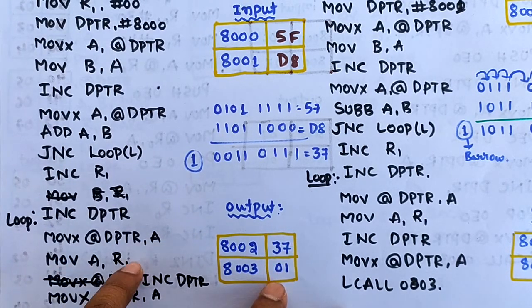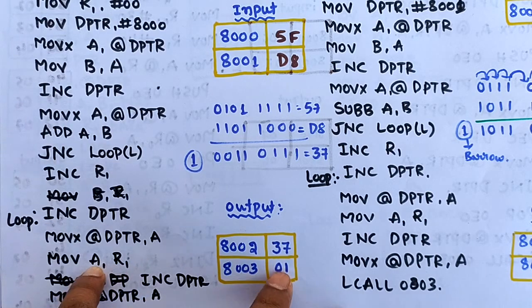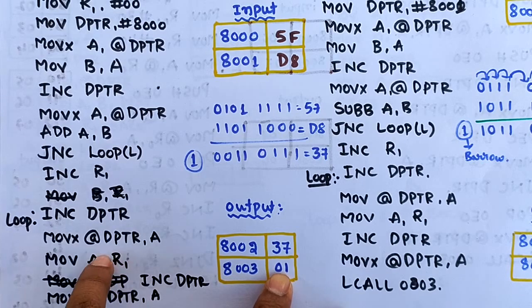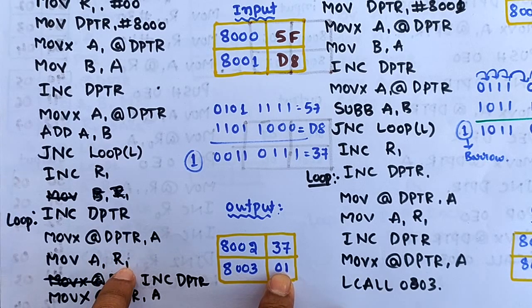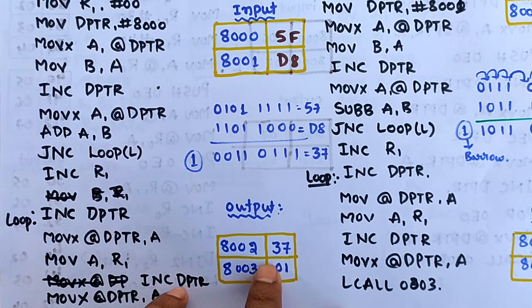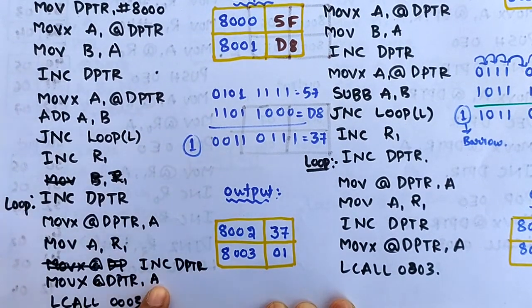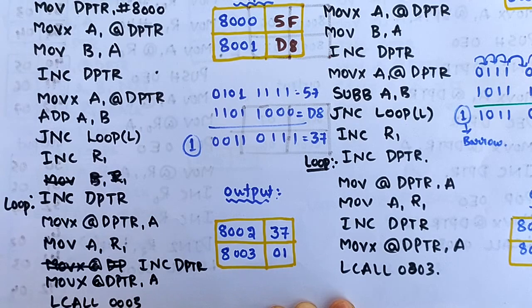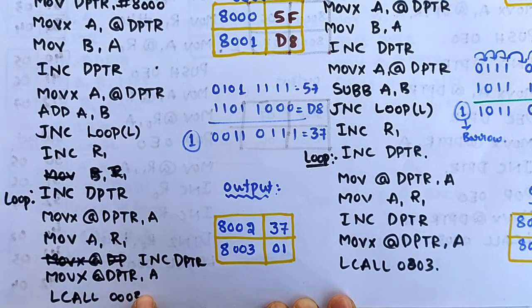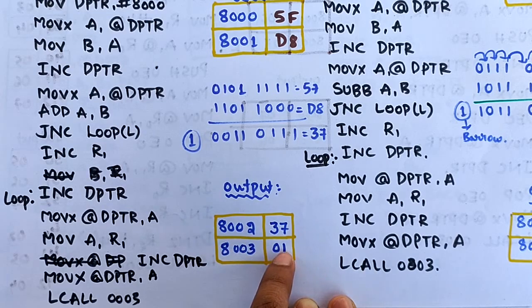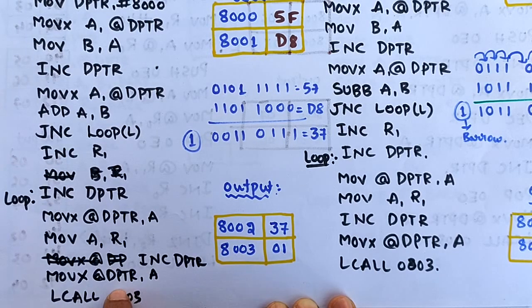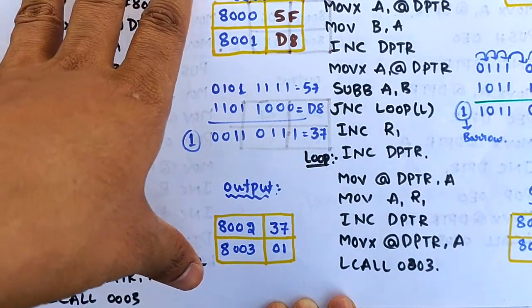So after that, move the content of R1 to A. If any carry is there, R1 becomes 1. If carry is not there, it is as usual 0. Then increment DPTR, that will come to the 8003 location, and move the content of the accumulator, because each time we need to transfer to the DPTR through the accumulator. Therefore, we are transferring R1 to @DPTR. So MOVX @DPTR, A. After that, LCALL 003. So once the carry content comes to 8003, the program will exit or terminate. So this is the way to add two 8-bit numbers.